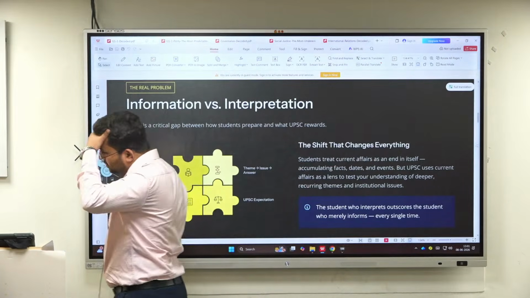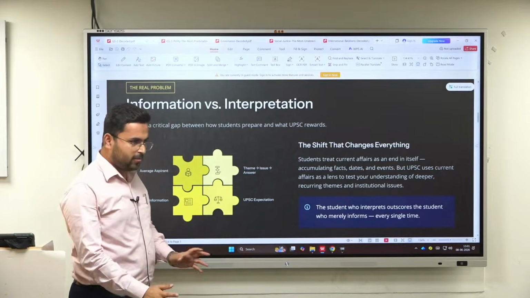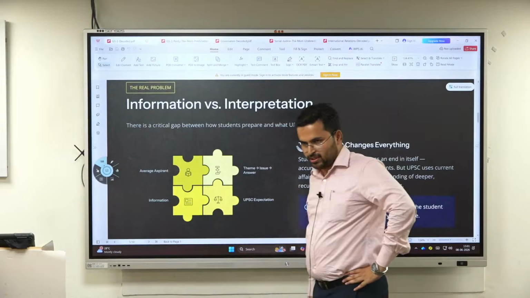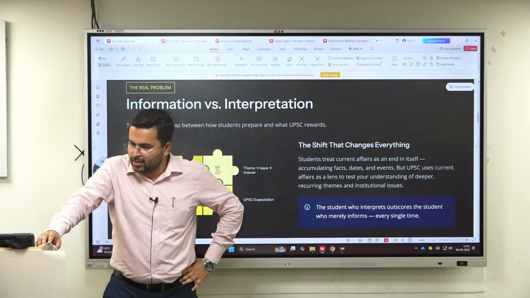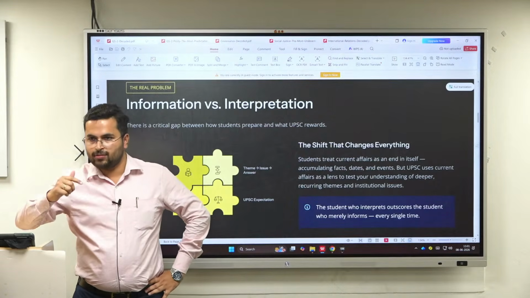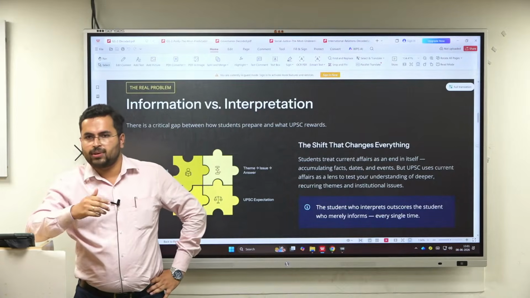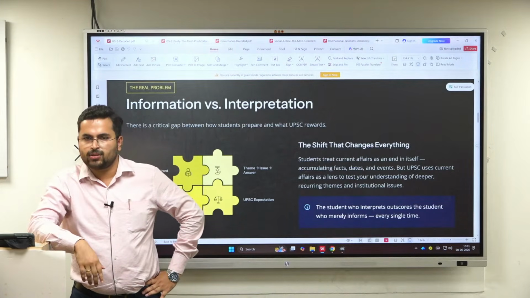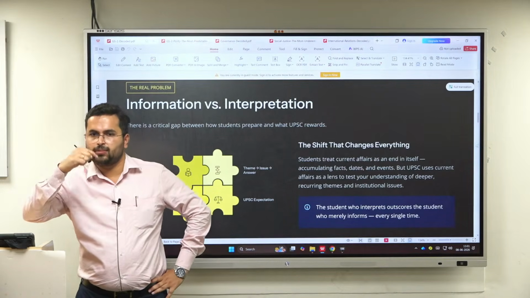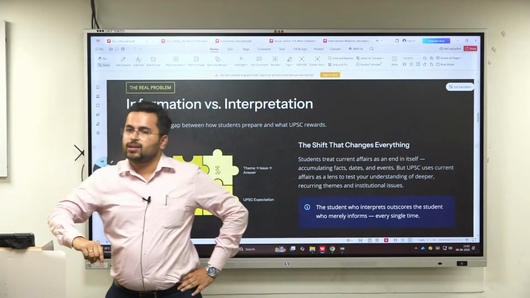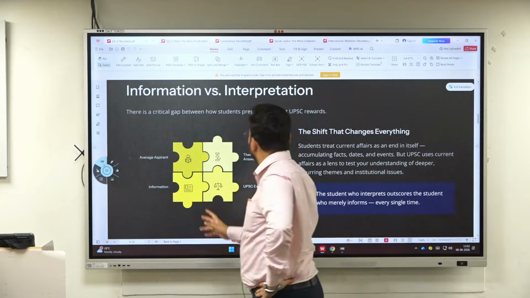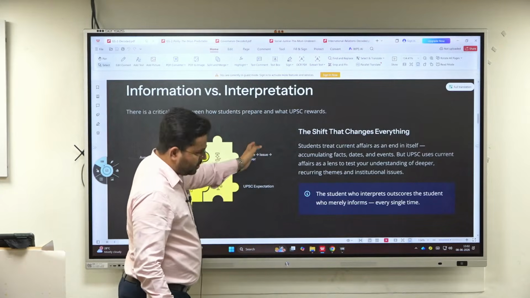The fundamental problem actually comes with information versus interpretation. Most of us will be having information, will be knowing something, but the issue is interpretation. Interpretation is how you interpret with respect to the demand of the question. Knowing about the constitution or anything in the polity syllabus is information. But how do I utilize that information to write good answers in GS2? That's the real problem, and it is because there is a critical gap between how students actually prepare and what UPSC actually rewards.